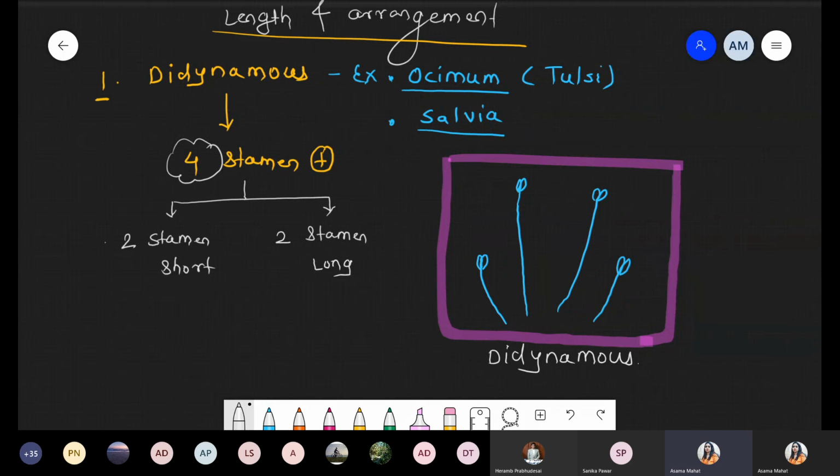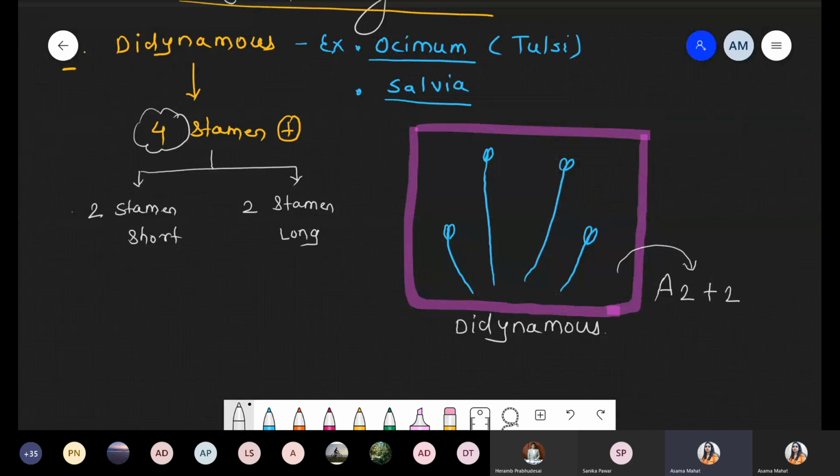So how do you represent it? It is represented like this: A for the androecium, 2 short, that's why 2, and 2 long, so plus 2. So remember, for such a condition it is represented by A 2 plus 2. Why are we not writing 4? The total number is 4, but we cannot write 4, because 2 are present on the outer side, which are short, and 2 are present toward the inner side, which are comparatively long. So morphology differs, length differs, arrangement is different. That's why we have to write 2 plus 2.